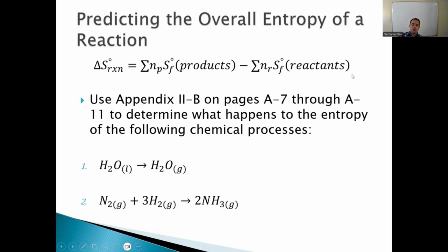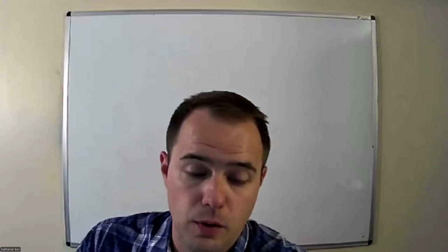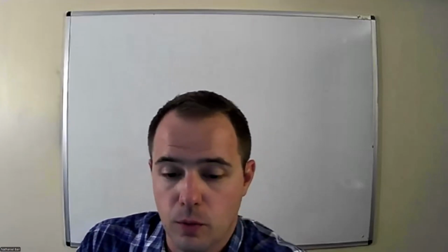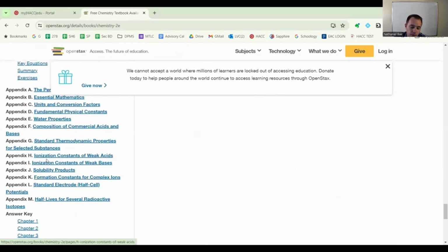Now, I want to show you where to find these things, right? I don't think it's Appendix 2B anymore, but I'm going to show you where to find these values in the textbook, because when you get to the homework, you're going to have to look up some of these values. So if we go to the textbook, let me show you. We're going to pull them right out of the textbook because I want you to see how this is done. If you go to the textbook, you'll find a whole bunch of beautiful stuff, right? But we want Appendix G here, the standard thermodynamic properties of selected substances.